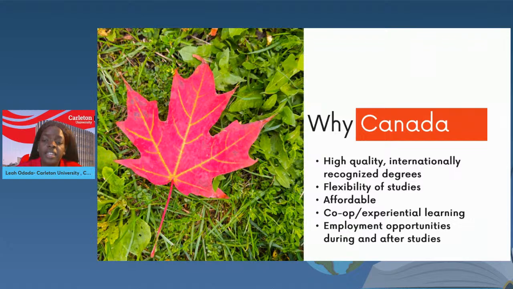When you're looking at Canada, it's a good idea to have an idea of how much you're able to spend when you're looking at studying abroad, because that is going to be a huge factor to consider. Donna mentioned it earlier, you want to have enough money to be able to not just fund your tuition, but to fund your living expenses as well. And so when you're looking at Canada, you might choose a province that might be a bit more affordable.